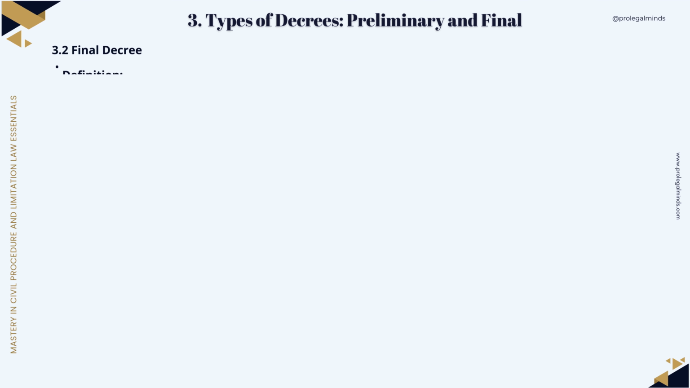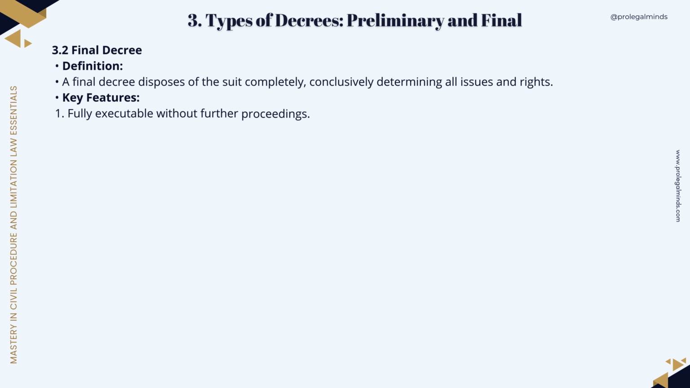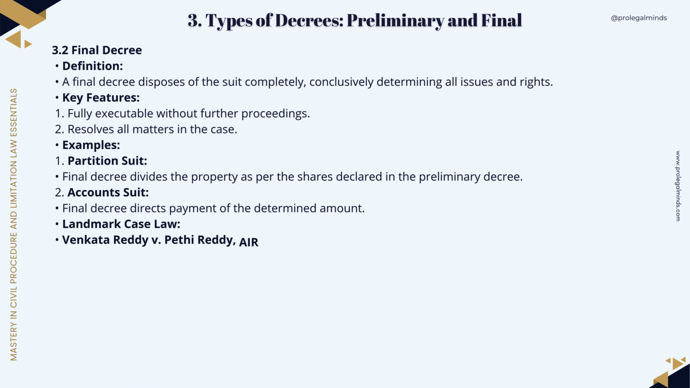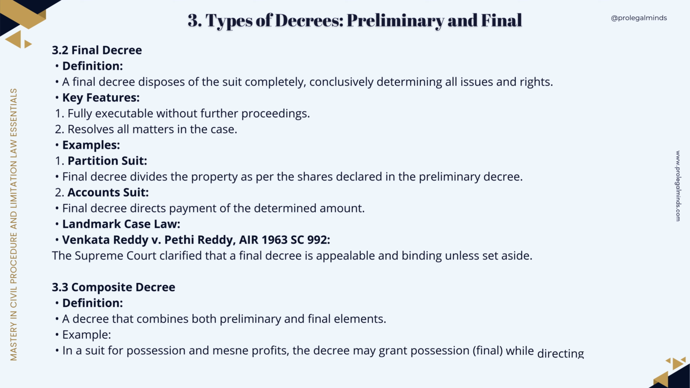Final decree. A final decree resolves all issues in the case and is fully executable. Examples include: in a partition suit, the final decree divides property as per the preliminary decree. In an accounts suit, it directs payment of a determined amount. Landmark case, Venkata Reddy v. Pethi Reddy, clarified that final decrees are appealable and binding unless set aside.